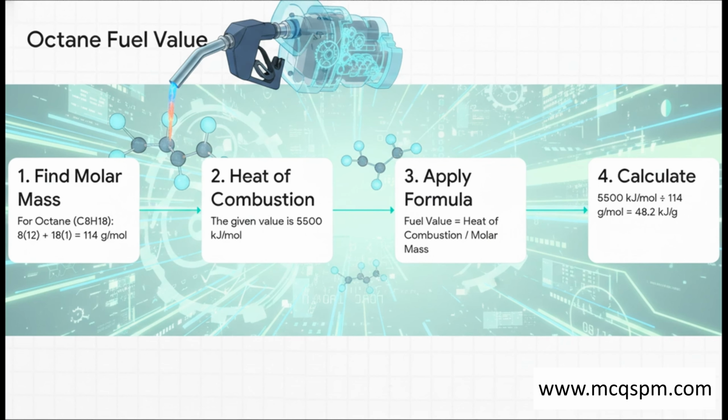Okay, let's walk through how to calculate this using octane, a component of petrol, as our example. It's just a few simple steps. First, you find the molar mass. That's just basic calculation, comes out to 114 grams per mole. Second, you'll be given the heat of combustion, which here is 5,500 kilojoules per mole. Third, you just plug it into the formula, which is simply the heat of combustion divided by the molar mass. So you take 5,500 divided by 114, and you get your answer, 48.2 kilojoules per gram. See? It's really that straightforward.